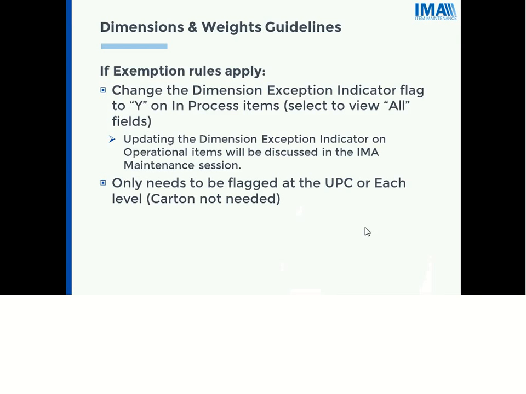So if the exemption rules apply, you can change the dimension exception indicator flag to Y on in-process items. Updating the dimension exception item will be discussed on Thursday in the IMA maintenance session. So this only needs to be flagged at the UPC or each level. If the dimension exception indicator needs to be turned on, it does not need to be done on the carton level.